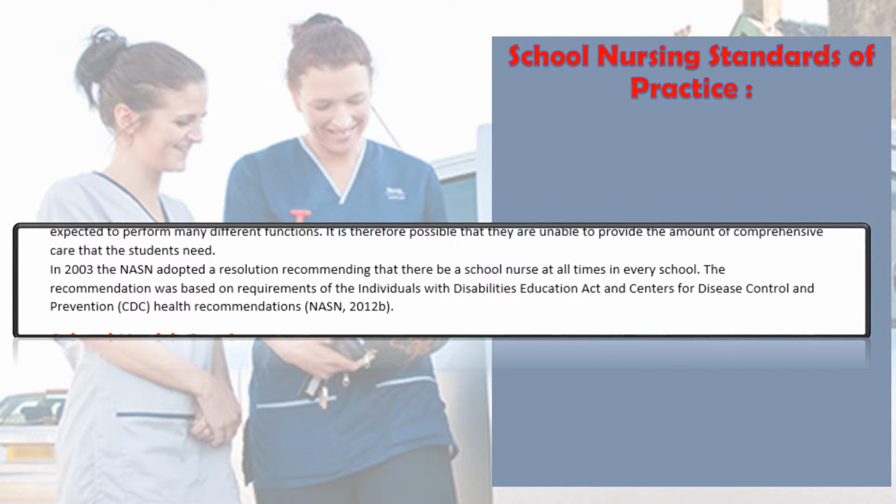In 2003, the National Association of School Nurses adopted a resolution recommending that there be a school nurse at each school at all times. Imagine that. There are actually school nurses that are managing a population of students that are not based in the same location as they are. So this is why this recommendation was made. The recommendation was based on requirements of the Individuals with Disabilities Act and the CDC requirements that are also mandating what should be happening as far as school health services are concerned.